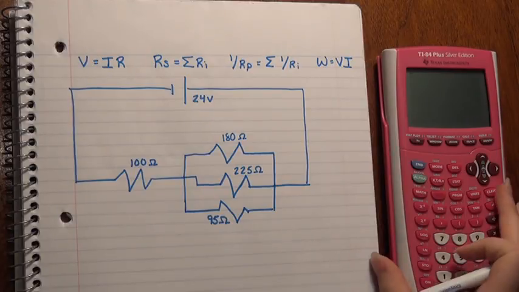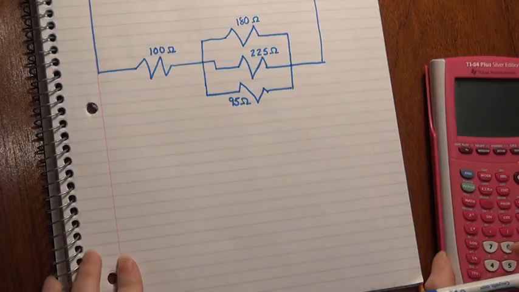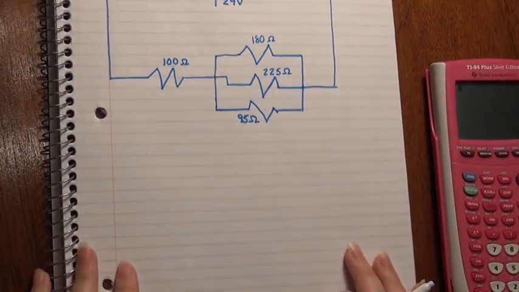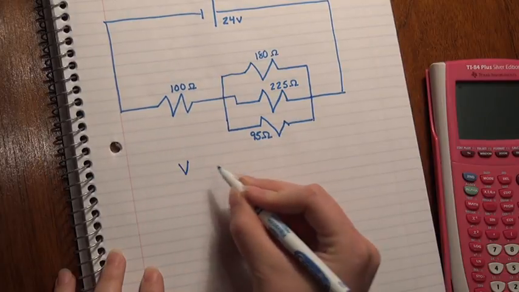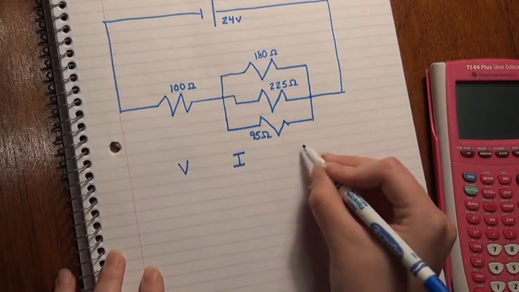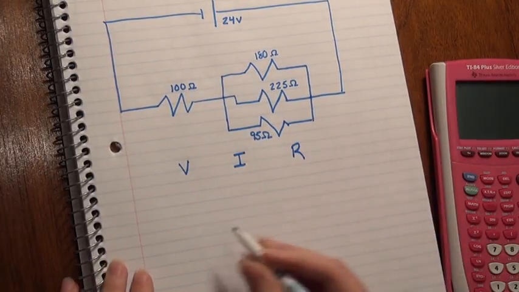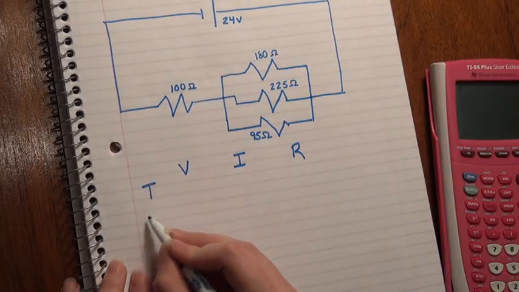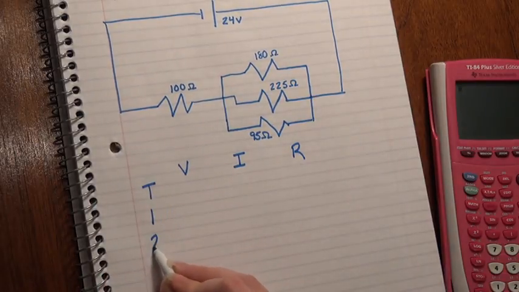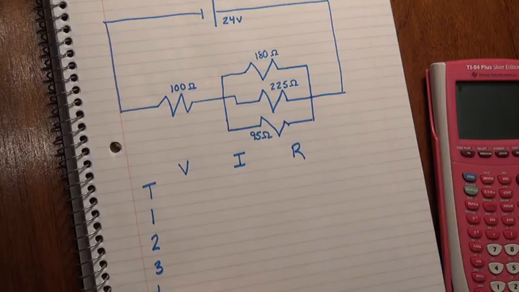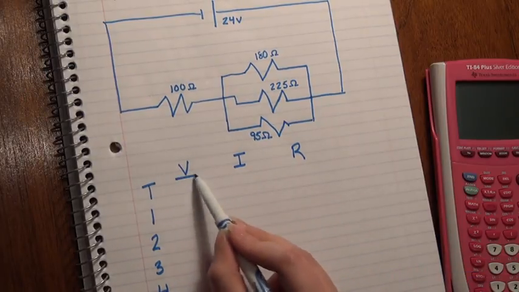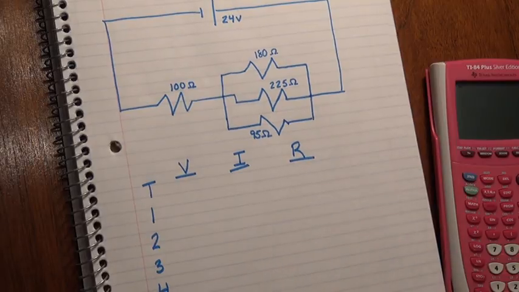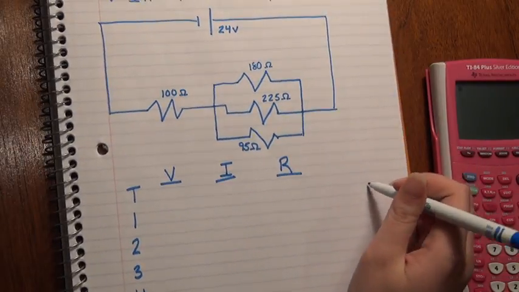And what we're going to do first, probably the most useful thing, is to make a table, which we've done in class before, where we have the voltage, current, and resistance at each point in the circuit. So we're going to have the total across resistor 1, 2, 3, and 4. Alright, so this is our table here. And then we can do our work over to the side here.